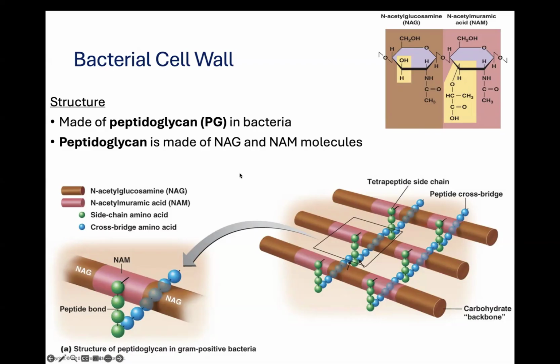So that's what I wanted you to get from this slide: if I ask you what the cell wall is made up of, it's made up of peptidoglycan. Peptidoglycan is made up of NAG and NAM, and there's a lot of antibiotics that actually work to target NAG and NAM molecules in the peptidoglycan to target bacteria. Keep in mind that the cell membrane, which is different than the cell wall, was made up of a phospholipid bilayer with proteins.